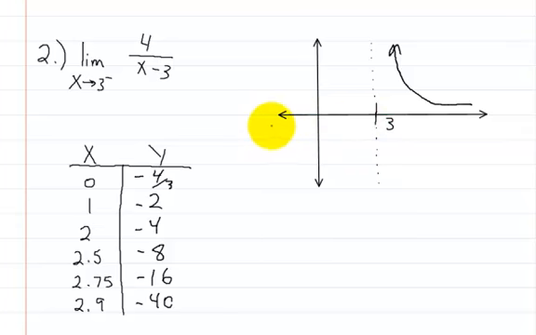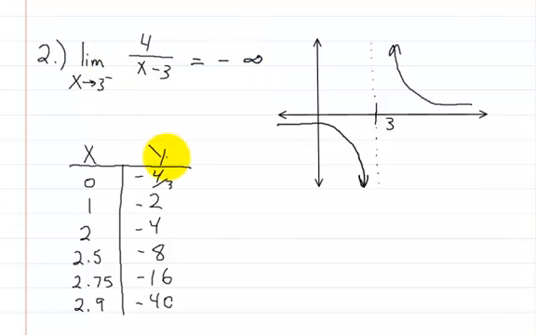So what's happening as you approach from the left is you're coming in like this. It's actually the opposite of what's happening if you're coming from the right. As you're coming from the left, approaching 3, these numbers are going to get more and more negative. So the answer to this is negative infinity. As you approach 3 from the left, you're going to get closer to negative infinity.